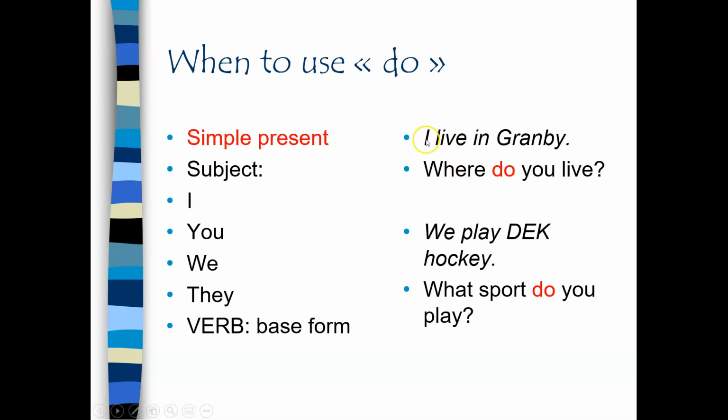Notice here I have my subject and then my verb, but in my question I have a question word, and then I have my auxiliary, and then I have my subject and my verb. So I make sure I change the order of the words. Or, we play deck hockey. What sport do you play? So I use do when my subject is you, I, we, or they.